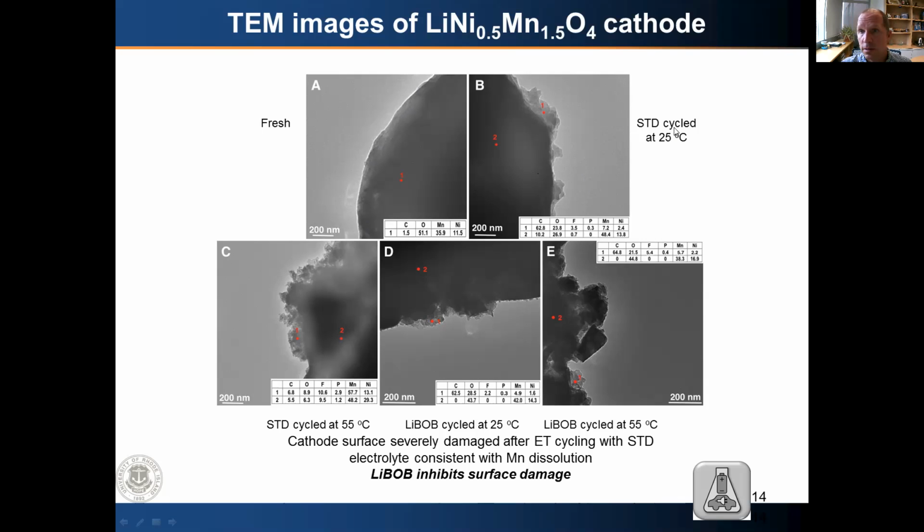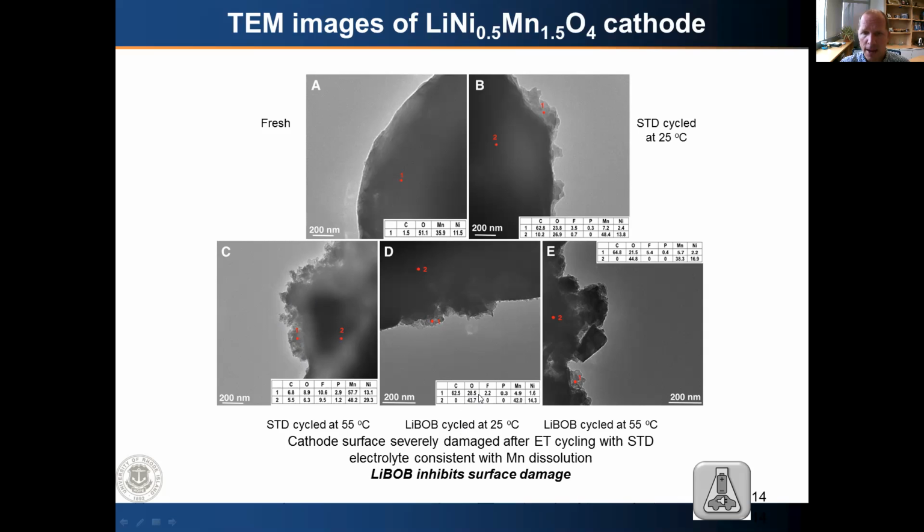cathode particles with the standard electrolyte cycled, these are just at 25 degrees centigrade, show a significant amount of deposition of electrolyte decomposition products on the surface, which are high in concentrations of fluorine, oxygen and carbon, much higher than the interior cathode material. And if we continue cycling these at 55 degrees centigrade, you can see even more surface damage to the cathode materials and more electrolyte decomposition, and it also appears to be a kind of corrosion of the cathode particles themselves.